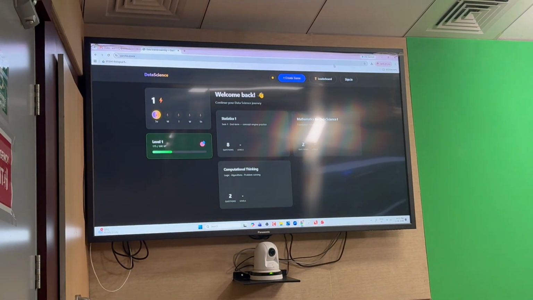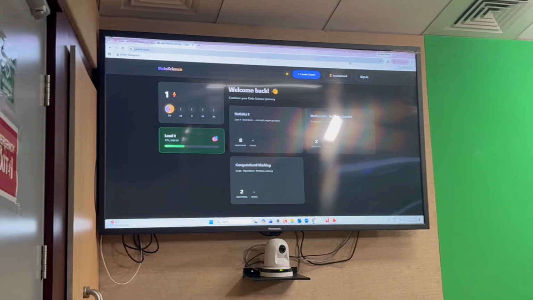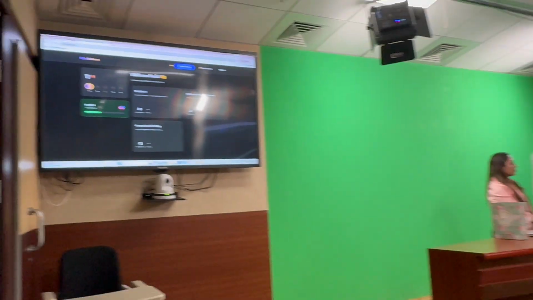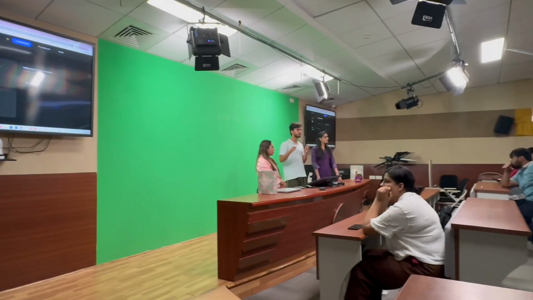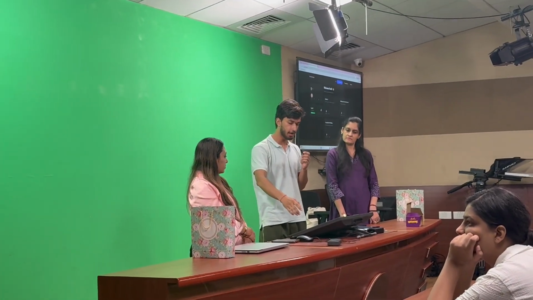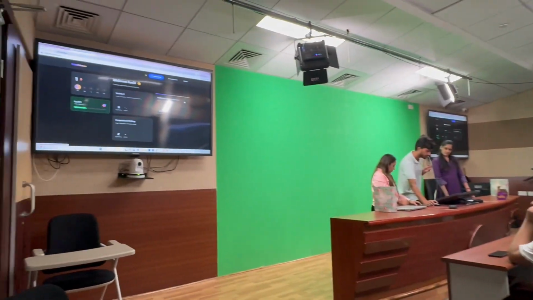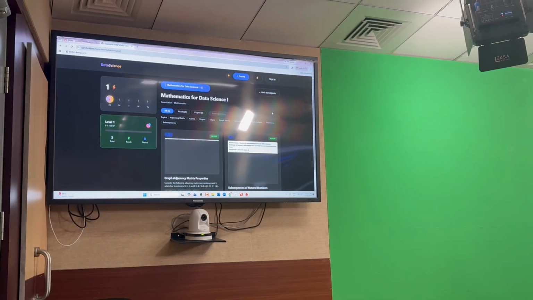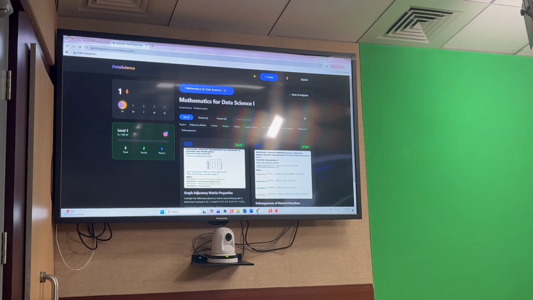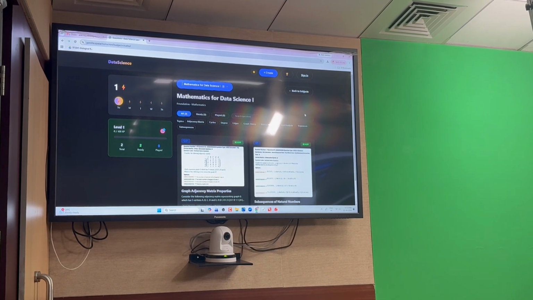Yeah, so this is kind of an interface here. Basically you got the interface, the problem, the solution is simple. You just take the screenshot of your question and upload it to the platform. For example, here I have mathematics for data science. Now it will extract the question from this screenshot.